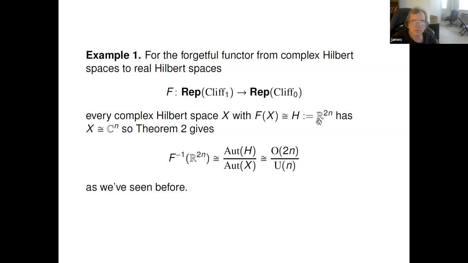And so we can look at the group of all automorphisms of our real Hilbert space, which is O(2n), and then mod out by the group that preserves a chosen complex structure, which is U(n). That quotient space is our homogeneous space, and that's our homotopy fiber. Yes. This is the space of these orthogonal complex structures on a real Hilbert space. Yes. So that's one kind of thing that happens. That's a really classic one, a good one to think about.